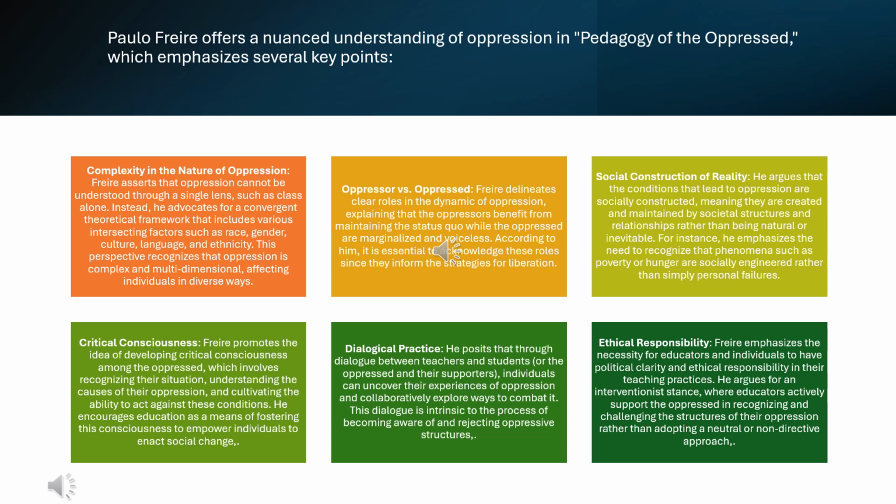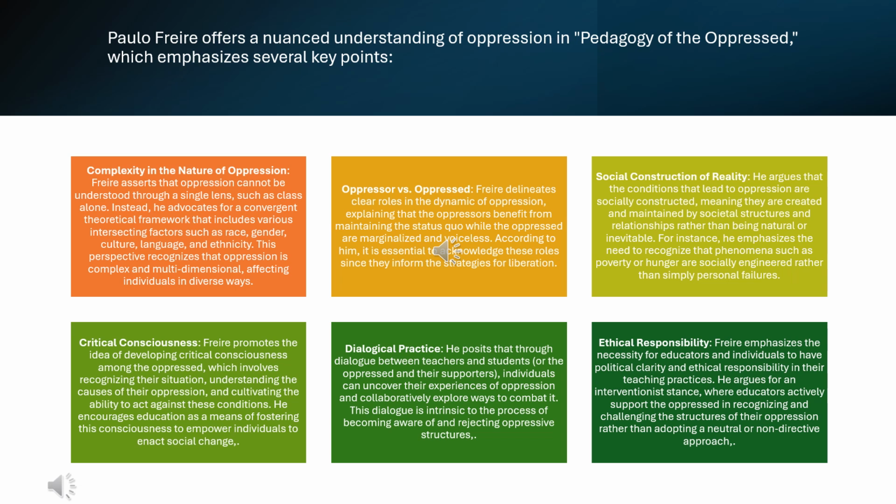So the social change is going to come within that community that's feeling oppressed. So explore ways to combat it. And this dialogue helps in the process of becoming aware and rejecting these oppressive structures and beginning to move away from that.